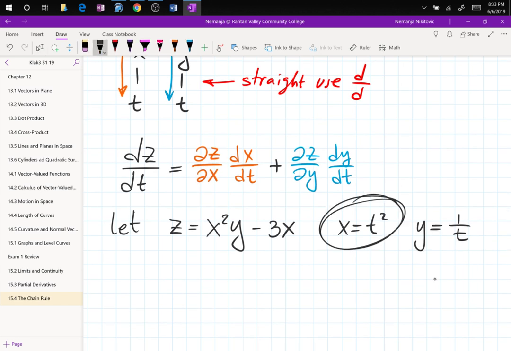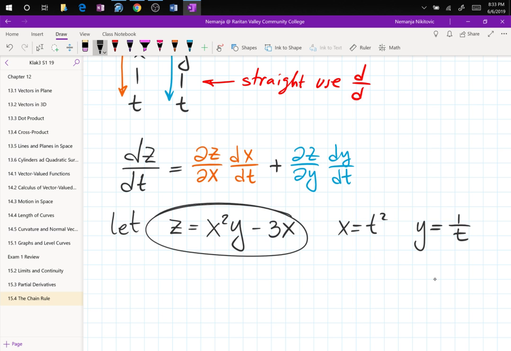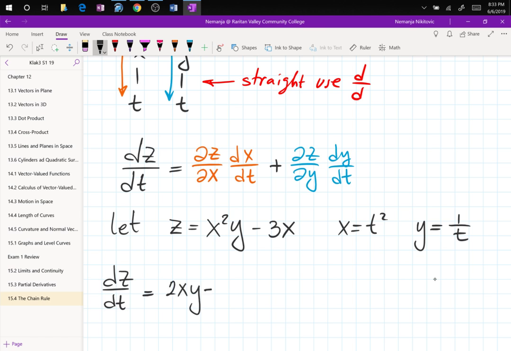So now you see why you can use the regular derivative for dx/dt. It's just a regular calculus 1 looking problem, right? Where for this one, when you are taking derivatives of z, well, you have partials. You have in respect to x and in respect to y. So if I want to find the derivative dz/dt, partial z partial x, that's going to be what? 2xy minus 3. So that's my partial z partial x, and now dx/dt is 2t. And then I have plus. And now for blue, partial z partial y, well, that's just x squared times 1 over t squared, negative.